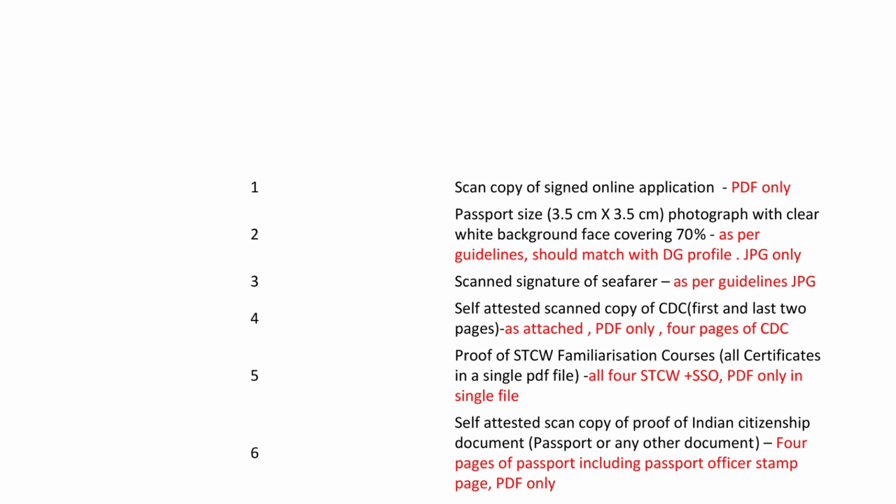Then the proof of STCW courses, all 4 STCW courses including SSO course, you must scan in single PDF file. Then the last is self-attested scan copy of proof of Indian citizenship, passport or any other document. Please insert only passport. If you put any other document, they will hold your application as per my experience. Now you need to scan 4 pages of passport. The first page is this, passport officer stamp.